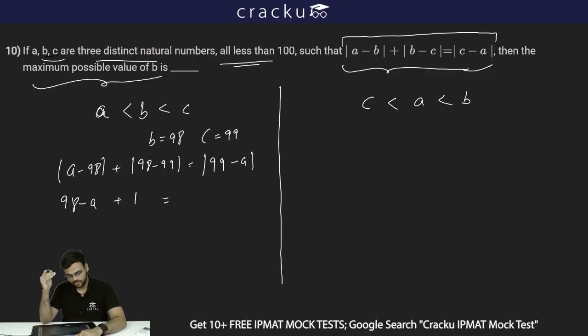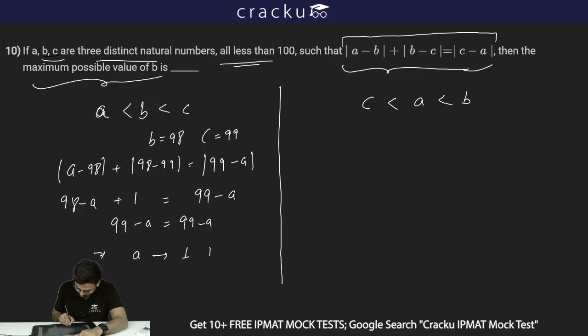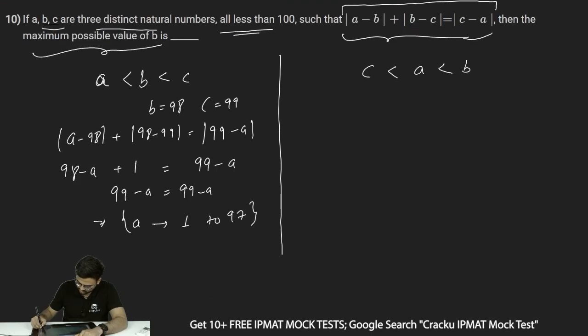99 is greater than A. C is greater than A. So 99 minus A will be a positive number. So this will be 99 minus A equal to 99 minus A. So LHS is equal to RHS. This means that A can be any value from 1 to 97, and thus in this case the maximum value of B will be 98.